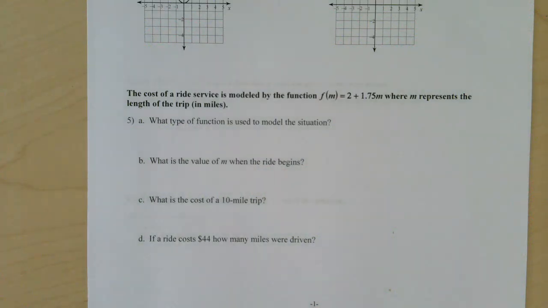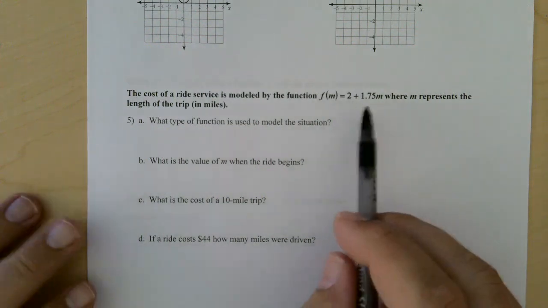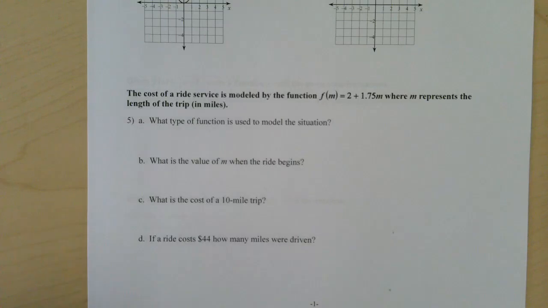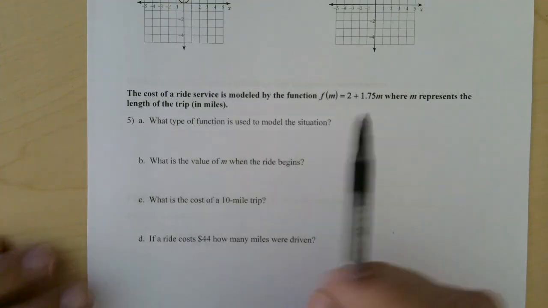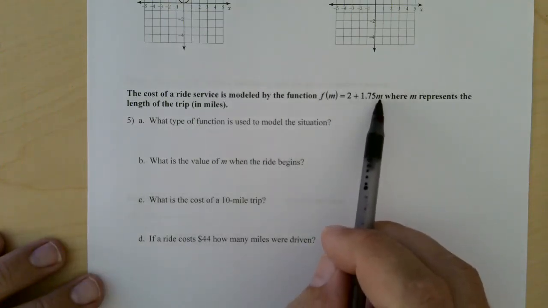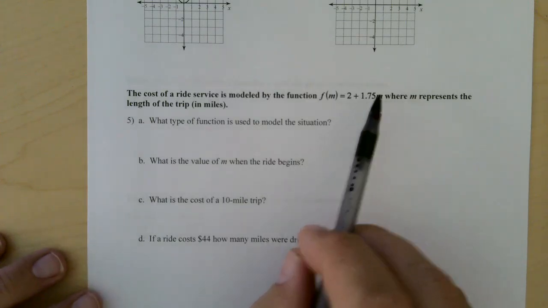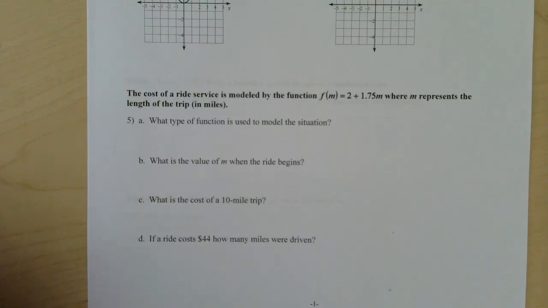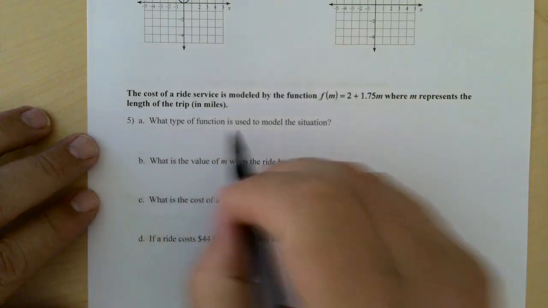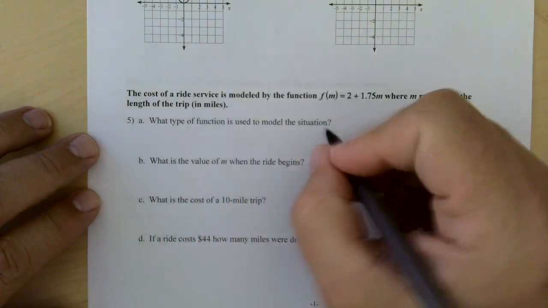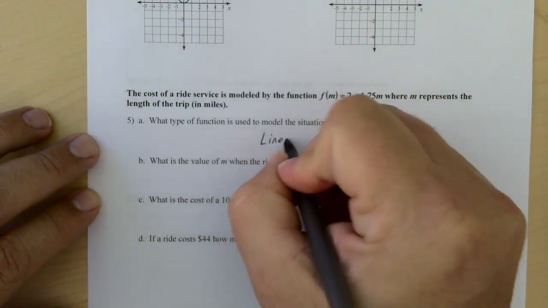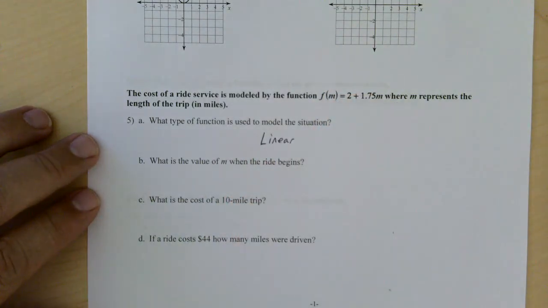Okay, this next part should be very easy to identify. We have a rule, and notice there's no absolute value bars, so it can't be absolute value. Notice that it's just an m. My variable is an m, so it does vary, so it's not a constant. And I don't see an exponent of 2, so it's not quadratic, which only leaves a linear situation. So what type of function is used in this model? It has to be a linear of our 4 choices.